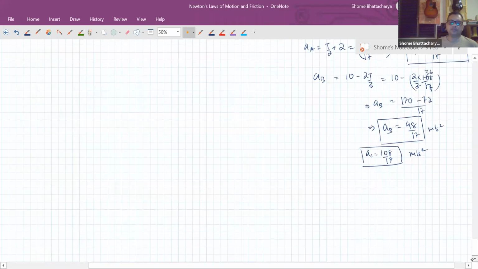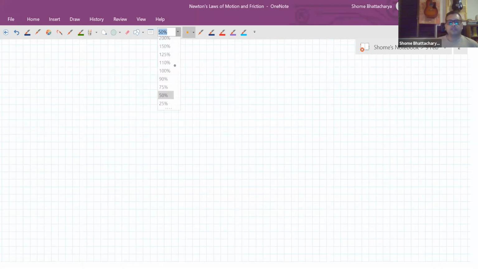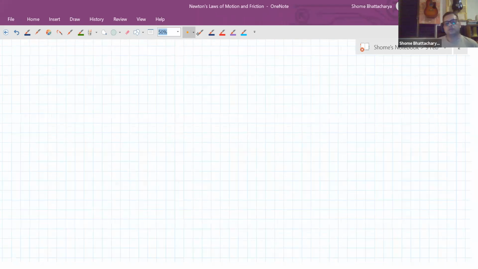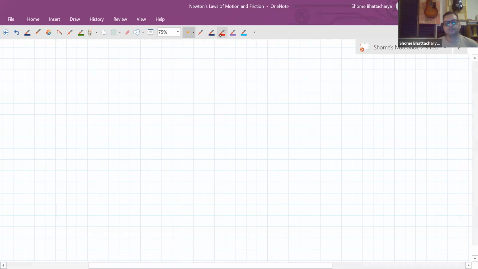Okay, now next up, we'll look at a very interesting problem to understand both the nature of friction as well as a bit of three-dimensional vector algebra. So I'll put up the question and we'll discuss about it.